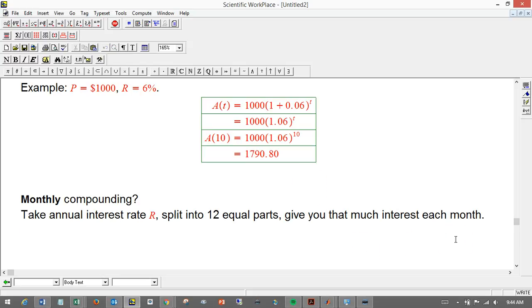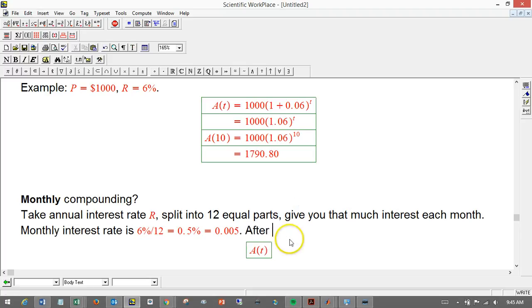Okay, so the monthly interest rate is then 6% over 12, or 0.5%, or if we need to put it in terms of a raw decimal, 0.005. And then they're just going to give you that much money, the 0.5% of your money extra every month. But then it's the same thing as what we had before. It's the same idea of repeatedly multiplying. So what are we going to get?